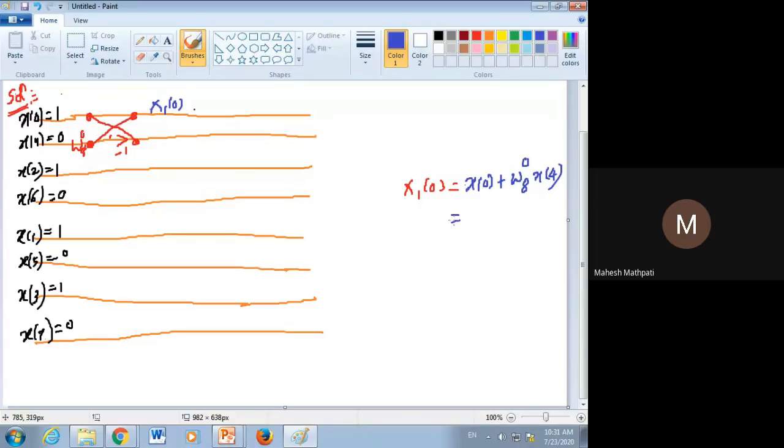Yes, sir. Any difficulty here? No, sir. Now what is the value of x of 0? The value of x of 0 is 1. 1 plus omega 8 to the power 0, whose value is 1, into x of 4, whose value is 0. So 0, and this will be equal to 1. So the answer is 1. Understood? Yes, sir.